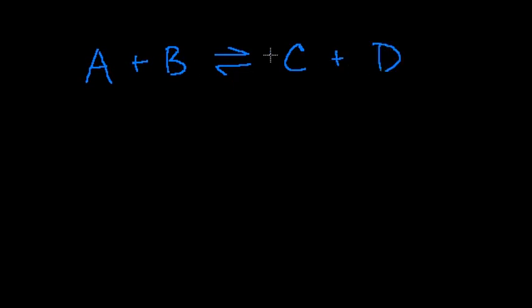Let's say we had the reaction molecule A plus molecule B in dynamic equilibrium with molecule C plus D, which just means that the rate of the forward reaction is going at the same rate as the backward or reverse reaction. There'll be some equilibrium concentrations of A, B, C, and D, and we can figure out what the equilibrium constant is if we want.